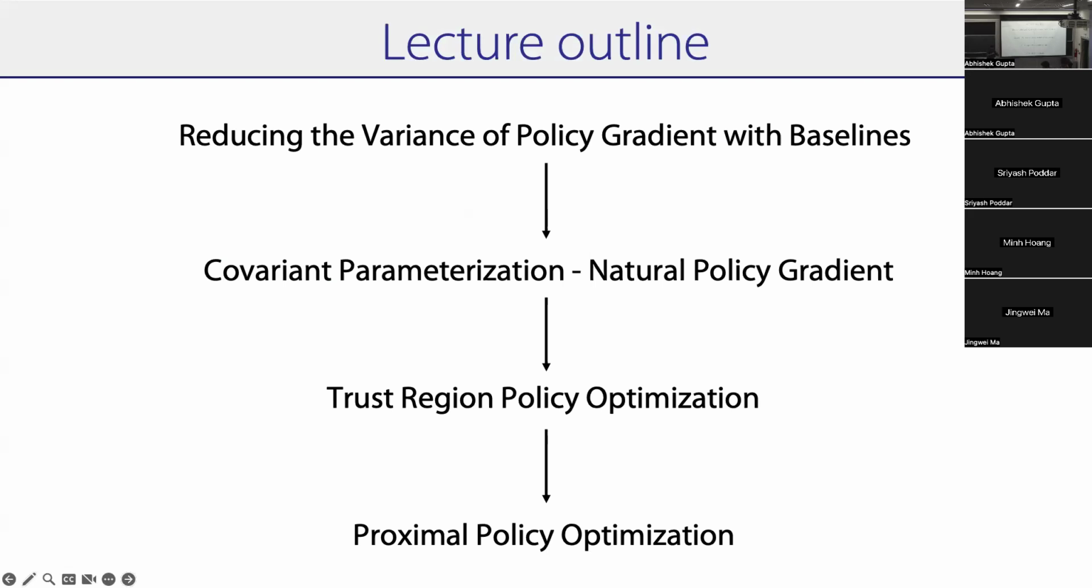And then we're going to say that that helps reduce the variance, but there are other problems with policy gradient where they're sensitive to parameterization, which means that if you change the parameterization, the gradient changes. And so we'll introduce a technique for what we're going to call covariant parameterization, which is a natural policy gradient. And that's going to basically allow your updates to be far less sensitive to the choice of parameterization. Then we're going to talk about how natural policy gradient is kind of impractical to implement. And so we're going to come up with a method called trust region policy optimization.